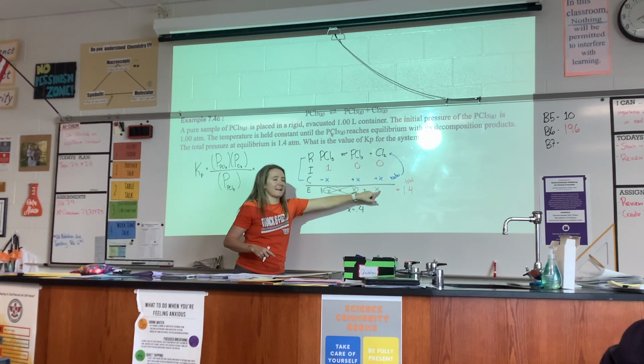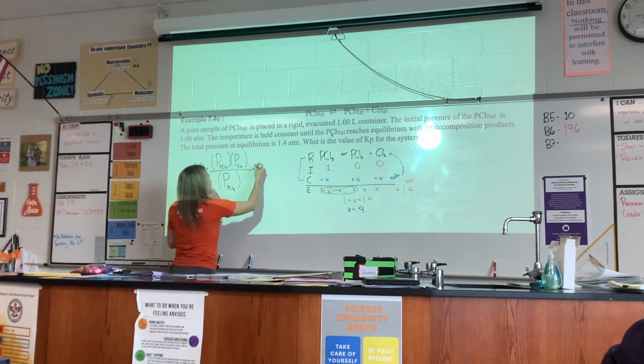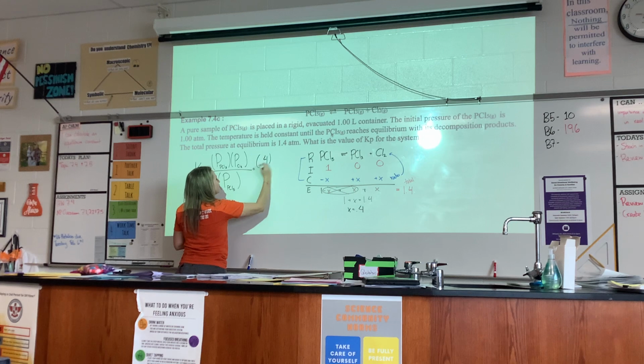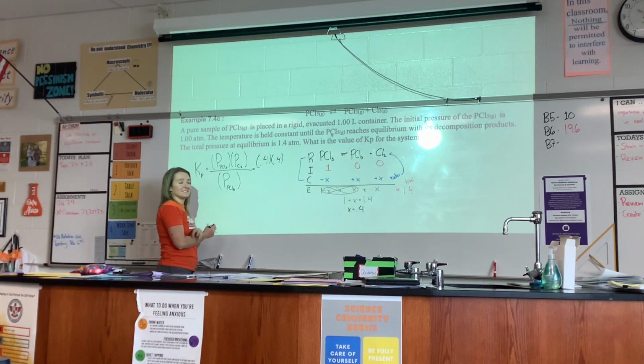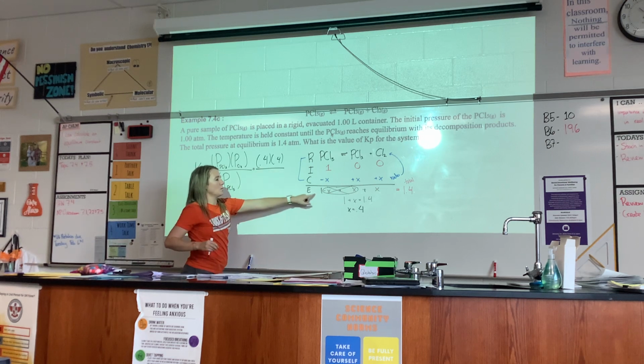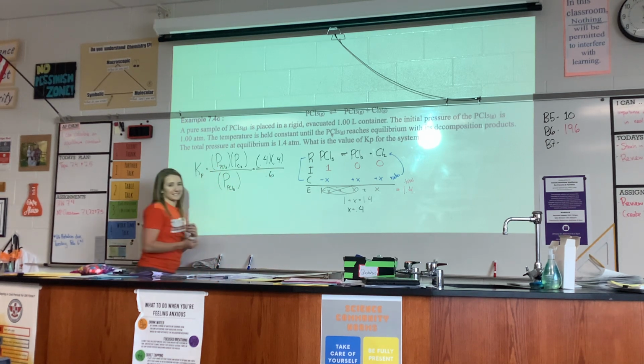Yeah, put x back in to find their values. So this is just 0.4, so I can put 0.4 times 0.4, because it's x and x. And then the bottom should be 1 minus x. So 0.6.